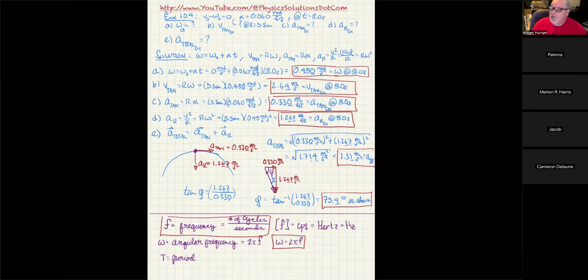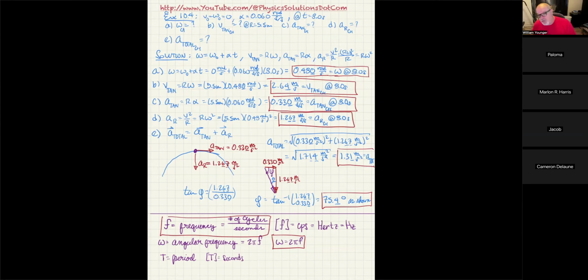And that could be the period of oscillation, the period of revolution, stuff like that. But the main thing is that period is measured in seconds. It's a unit of time.